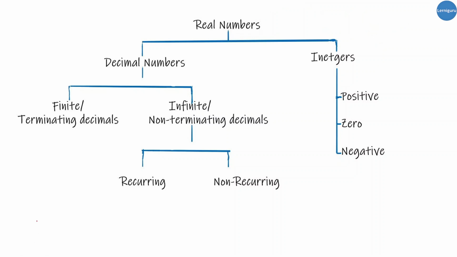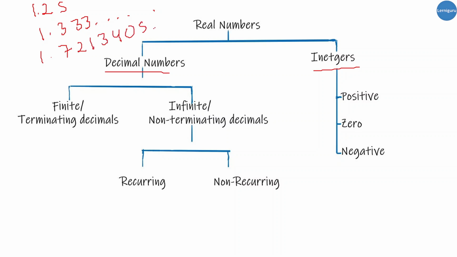Real numbers are further classified into two types: decimal numbers and integers. Decimal numbers are like 1.25, 1.333 till infinite, and 1.7213405 random numbers till infinite. So these are the decimal numbers. Integers are like -3, 2, 1, 0. These all are integer numbers.